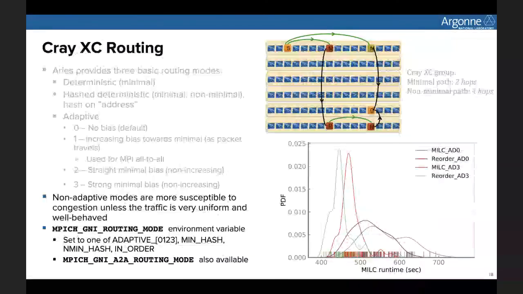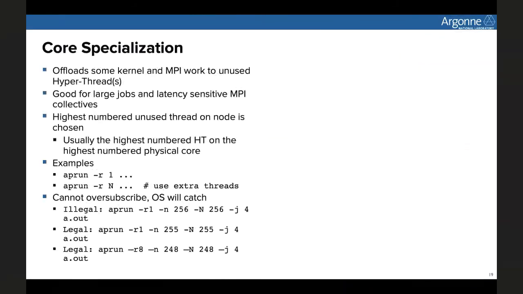The x-axis is the runtime. Clearly, AD3, the green and red lines for MILC as well as the rank-reorder optimized MILC, show a significant, noticeable performance improvement compared to the default AD0. So I encourage people to try out these routing modes, and we'll be happy to have your feedback on whether it improves or decreases the performance.